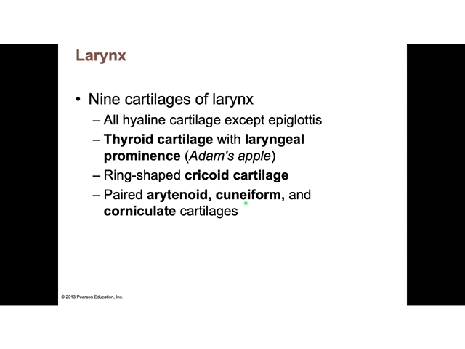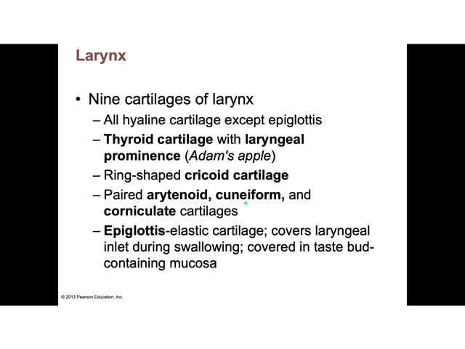And then there's a cricoid cartilage underneath it. And then there are paired arytenoid, cuneiform, and corniculate cartilages, which are on the lateral walls and the back of the larynx. Okay, and they're covered with mucous membrane. The epiglottis is elastic cartilage and closes over the glottis when you swallow, along with the false vocal cords, to prevent a passage of water and food into your trachea.